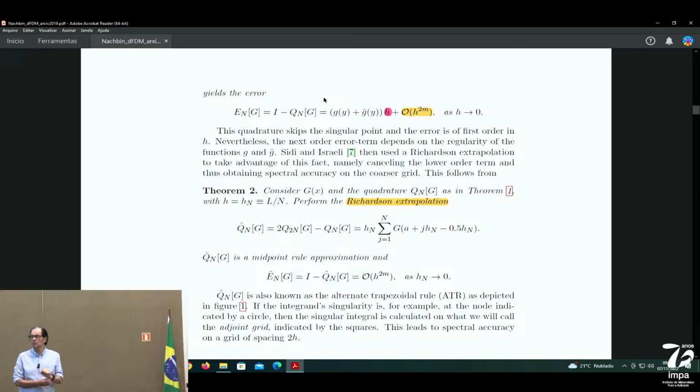Now, if they perform a Richardson extrapolation, and they write a new formula here, which is Q tilde n of G, and this is the Richardson extrapolation. I'll explain what it is. Then you have this formula here, which is basically the alternate trapezoidal rule, and the error becomes h to the 2n. You cancel that order h term.